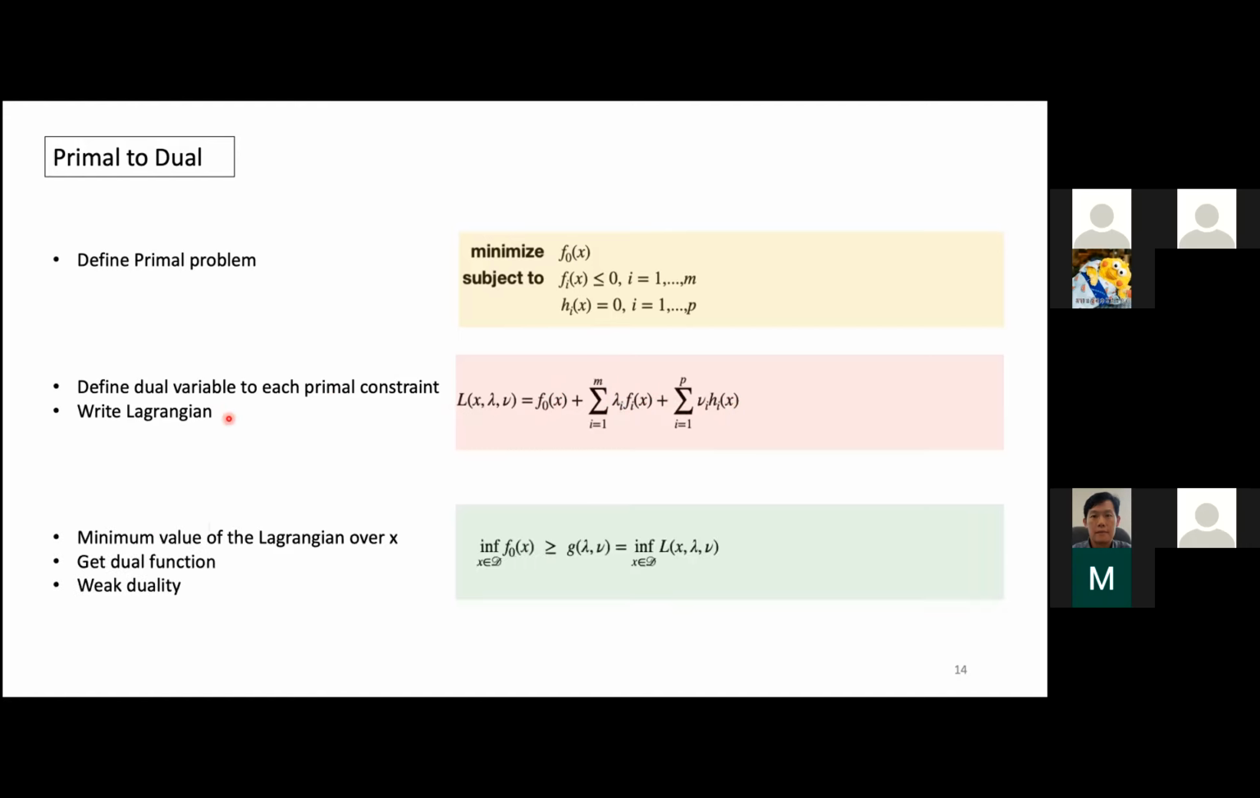So if we have a Lagrangian, then we will minimize the value of the Lagrangian over the x. This x means the primal variable. So if we minimize the value of the Lagrangian, we will get the dual function here. And we can see there is a relationship between the original problem and the dual function. And this relationship we call the weak duality. And there is a lower bound here.